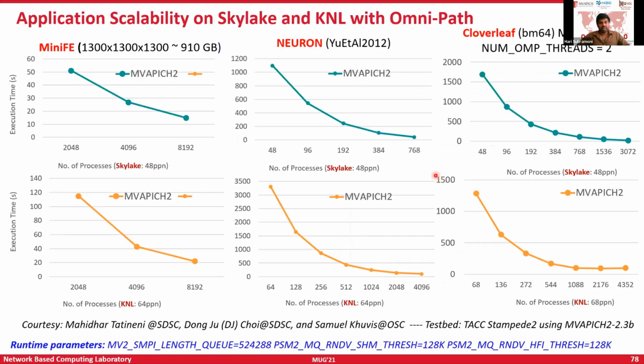We also evaluated the performance and application scalability on Skylake, KNL and OmniPath. As you can see, with a lot of applications like MiniFE, Neuron, and Cloverleaf, we are able to get very good scalability trends for all the different applications that we see here. The first set of graphs on the first line were taken using the Skylake architecture. The second set was taken using the KNL, or Knights Landing, architecture on the Stampede 2 supercomputing system.